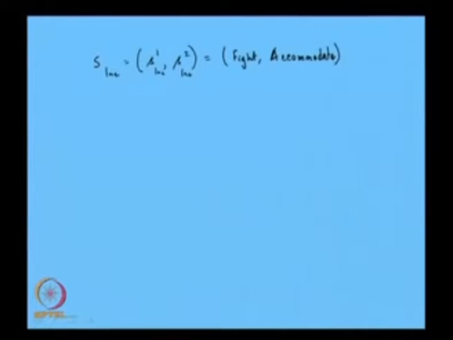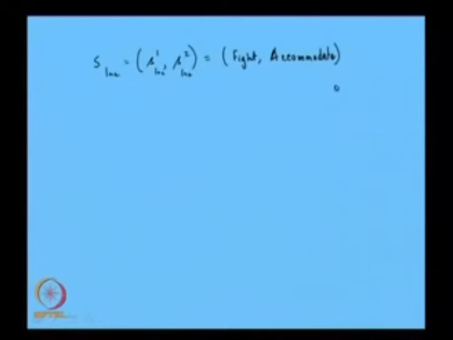So, his strategy could be fight, so that is a strategy, or his strategy could be accommodate, so that is another strategy. But the point that I was trying to make is that it is not necessary that the players have just a single history after which it is his turn to move. Let me give you the following example.